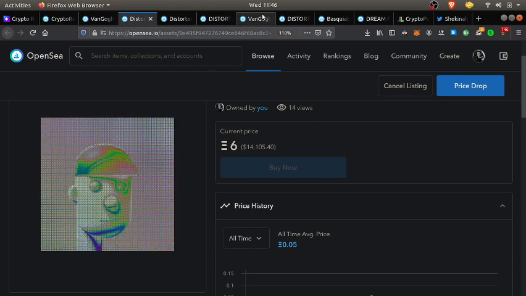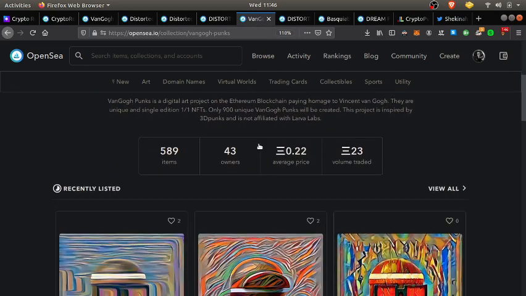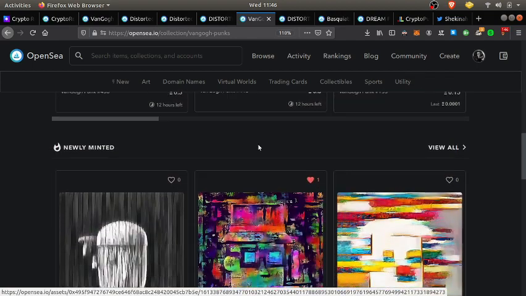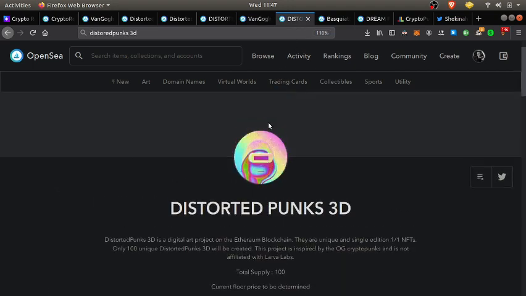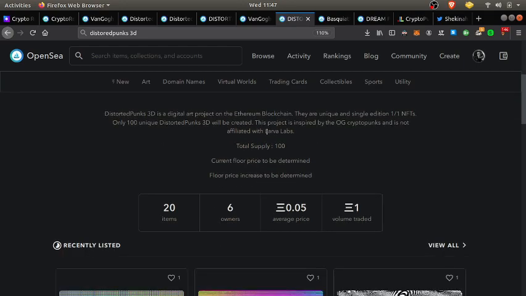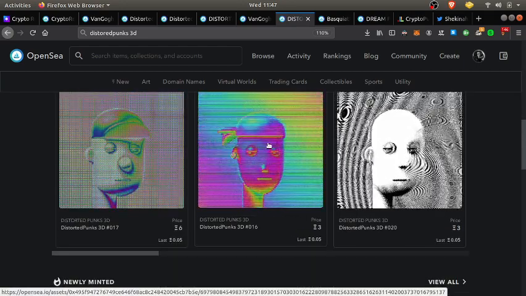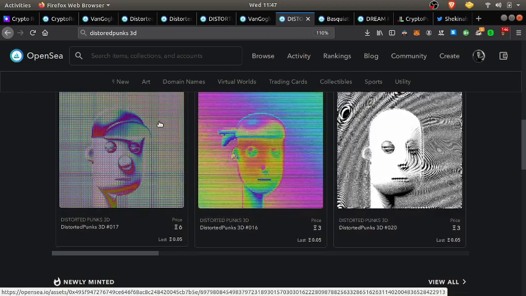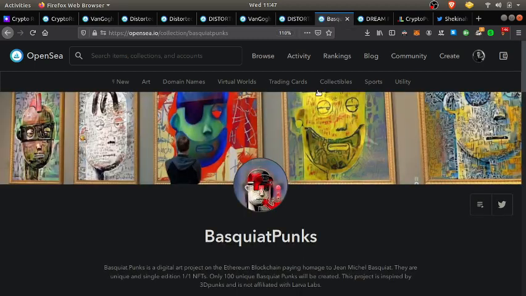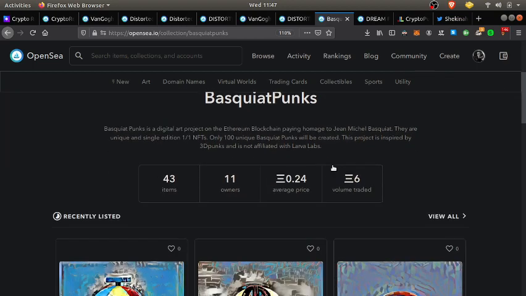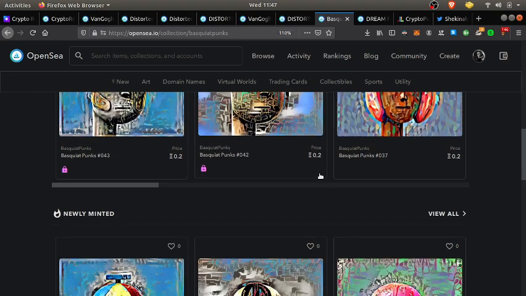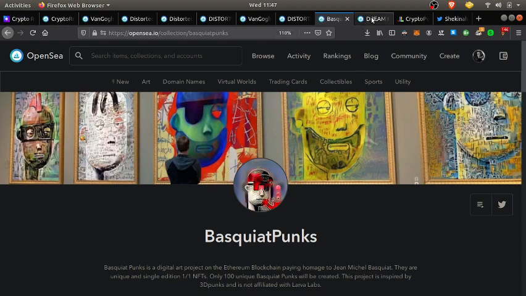My biggest collection would be the Van Gogh punks. I have about 13 Van Gogh punks. I'm a big collector of Van Gogh punks. I really enjoy the artwork. I like it a lot. Distorted 3D punks, this is another one. I'm one of the biggest owners in this collection so far, right? All these I own, all of them that you're looking at. Basquiat punks, I'm a big fan of Basquiat punks. I got about 6 of them. I'm trying to go for a 10th of the whole supply and lock that in for history, right? So I'm a big Basquiat punk fan and collector.